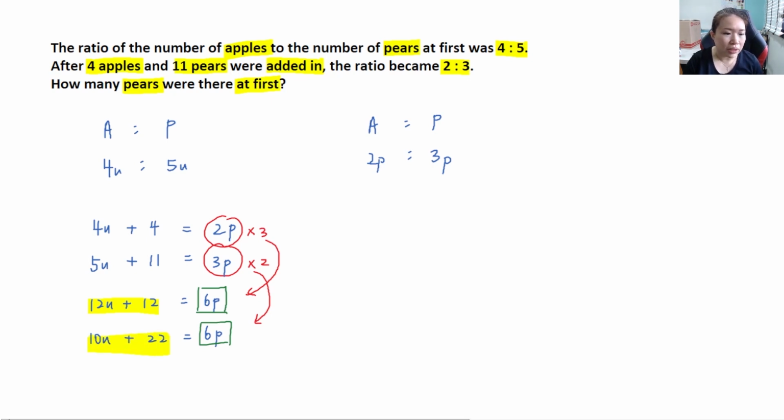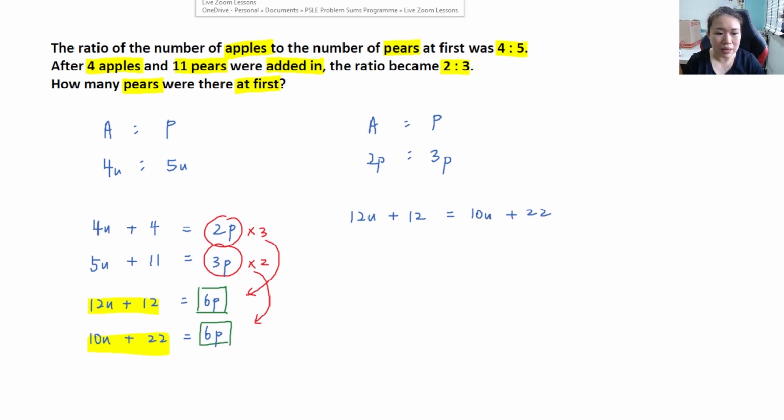So I'm going to write my new equation. 12 units plus 12 is equals to 10 units plus 22. So right now we have units and number on the left side. We also have units and number on the right side. We're going to have to make all one side only units and the other side only numbers by taking away the smaller unit first. So over here, I'm going to take away 10u on the right side.